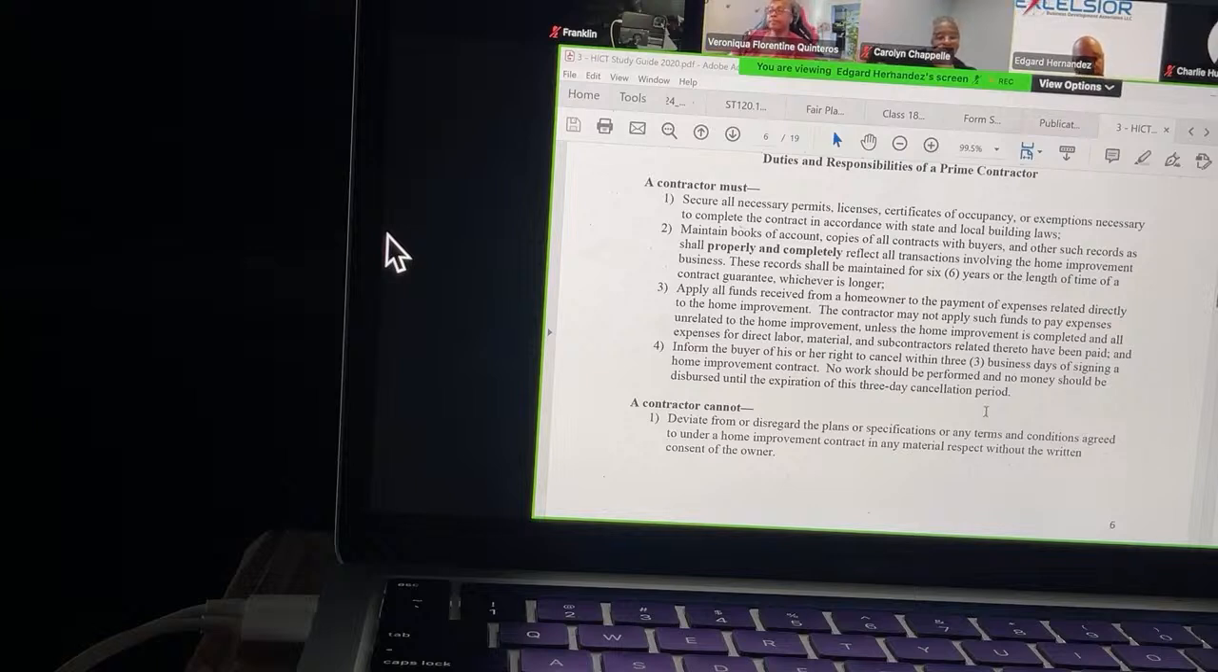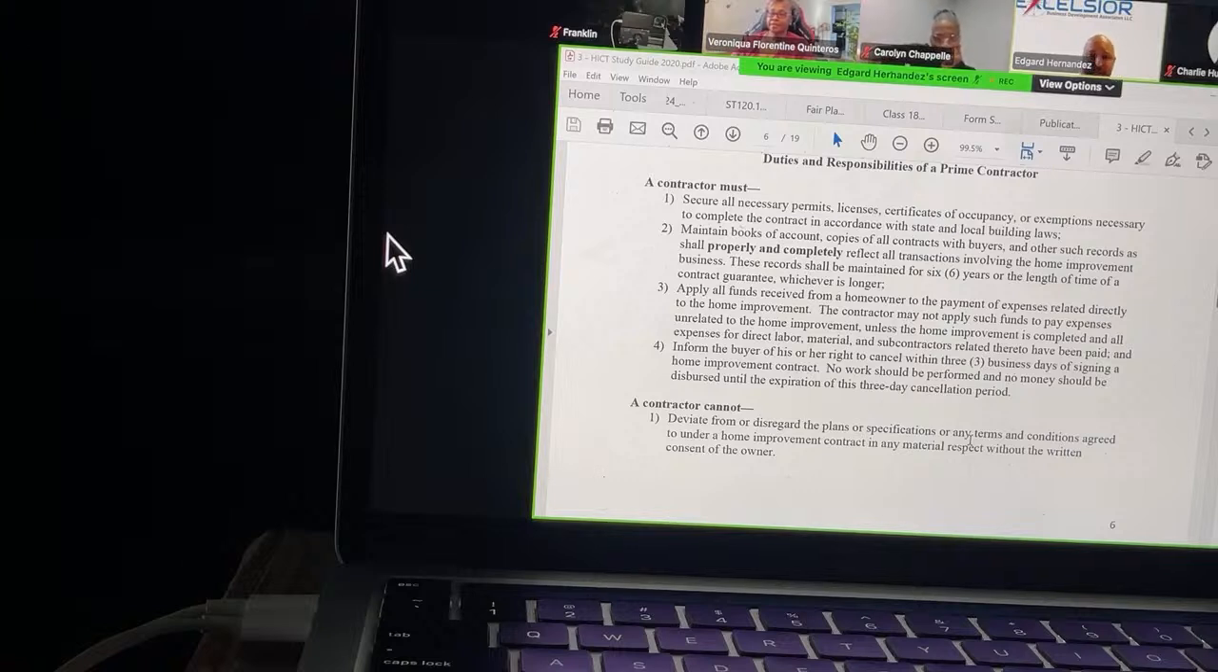So remember, the key word to this license is responsible or responsibility. The contractor is responsible for everything. You cannot shift responsibility at all. You can't go and blame it on a sub, the architect, engineer, anyone. You're the one that signed the contract with the property owner. So that's important. You have to secure permits, licenses, certificates of occupancy, everything. It's your job.